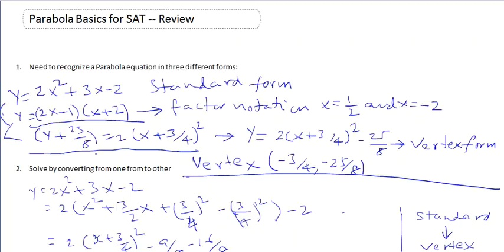So the third format is called the vertex form. So this is again the same equation, just written in a different way. y plus 25 over 8 is equal to 2 times x plus 3 over 4 squared, and you can also bring 25 over 8 onto the right side and write it like this as shown here.